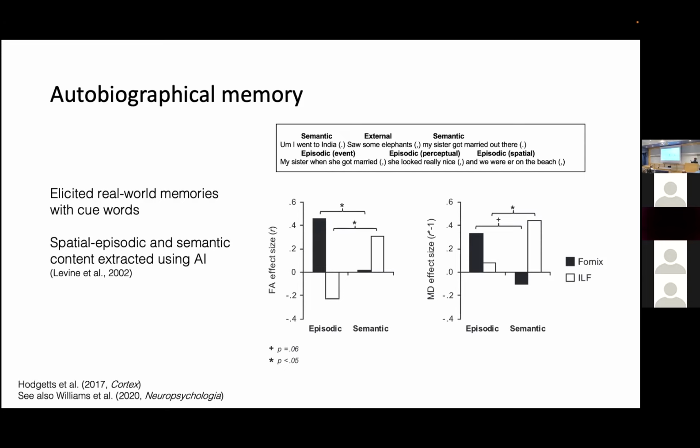This is showing the regression coefficients for both fractional anisotropy and mean diffusivity, the two diffusion MRI measures. We found that the fornix was strongly related to the amount of spatial episodic detail that people produce, but not semantic information. And then again, we saw the inverse for the inferior longitudinal fasciculus. Also, in a more recent study by Ang Williams and colleagues, we built on this further and looked at different fornix subdivisions. If you're interested in that, I'm happy to talk about it.